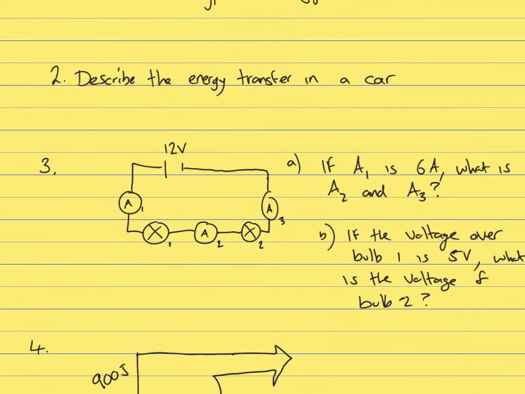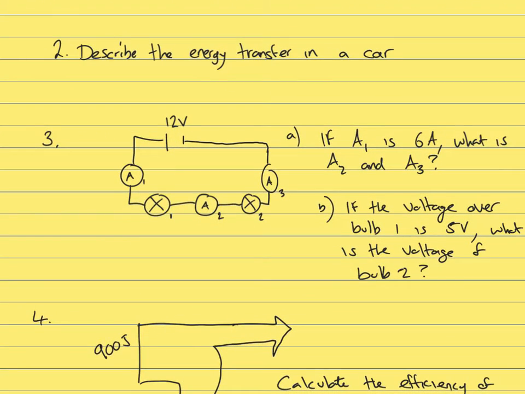Okay, as you'll see. And then the third one, I've got 12 volts there. I've got 3 ammeters, ammeter 1, ammeter 2, ammeter 3. And I've got 2 bulbs, bulb 1, bulb 2. So question A is, if A1, if this one is 6 amps, what's this and this going to be? The current, what's the current? And then question B then, if the voltage over bulb 1, if I put a voltmeter over here, and it's 5 volts, what is this one going to be?